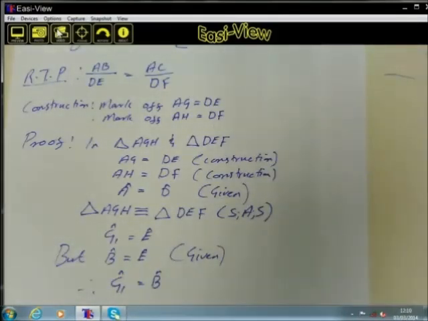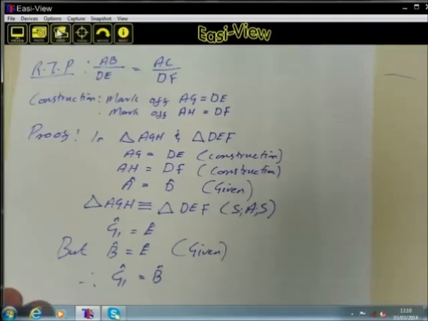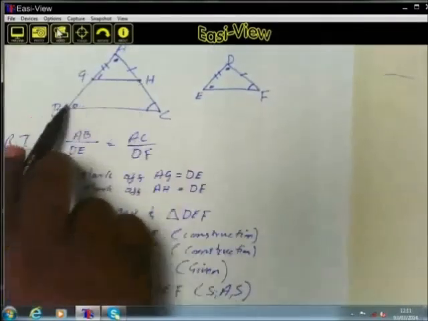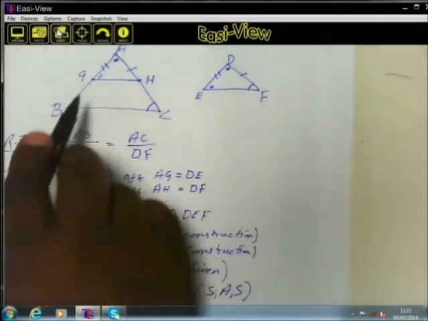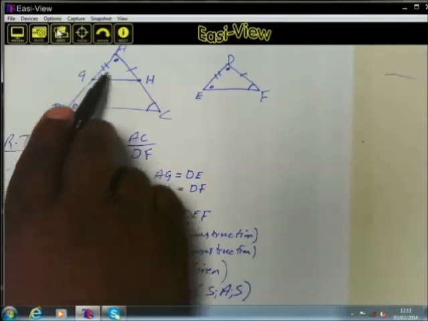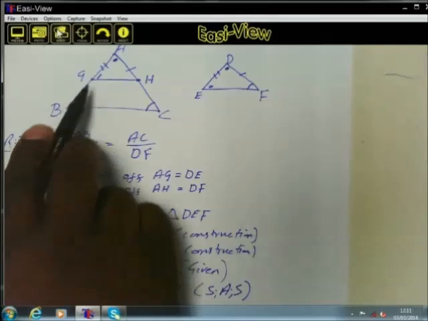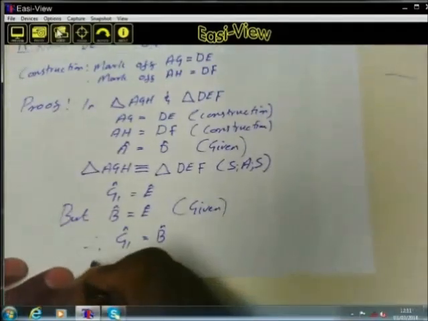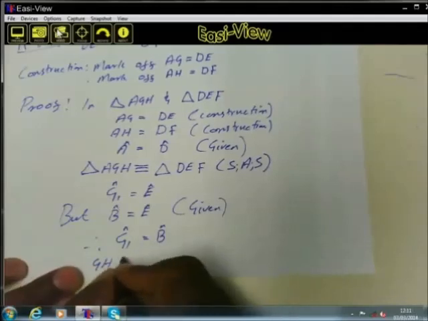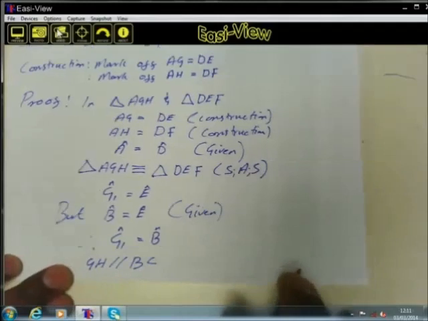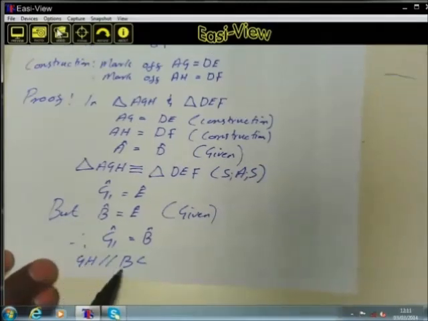If the corresponding angles are equal, it goes without saying that the two lines, GH, will then be parallel to BC. Why? Because G1 is equal to B, and G1 and B are corresponding angles, and corresponding angles will only be equal if they lie on parallel lines. Therefore, we conclude that GH is parallel to BC.